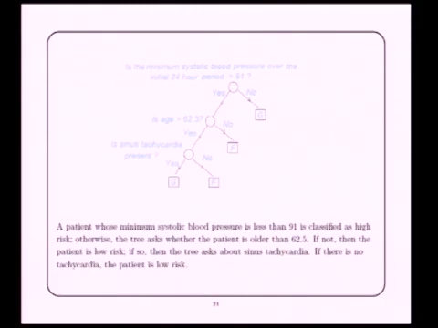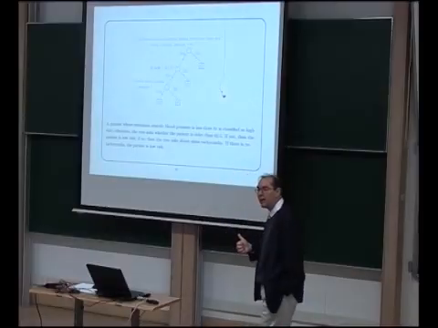So the first question is, is the minimum systolic blood pressure over the initial 24-hour period greater than 91? And if it's not, that's a bad sign. The person has probably had a heart attack. So there you go down the right branch of the tree and you take appropriate steps. If, however, the systolic blood pressure has been greater than 91, then you ask, is this person old or young? Is the person older than 62.5 or less than 62.5? If the person is younger than 62.5, then they probably haven't had a heart attack. If they are older than 62.5, then you go left down the tree and you ask whether or not sinus tachycardia is present.